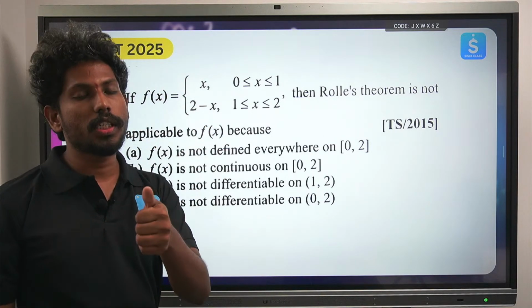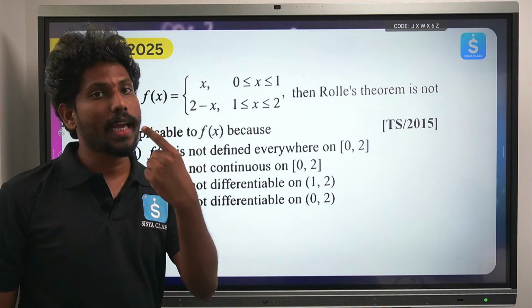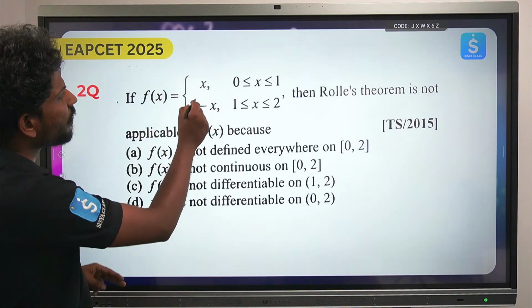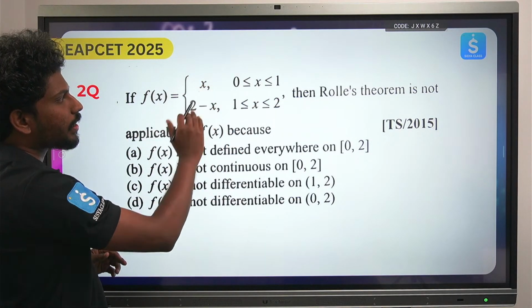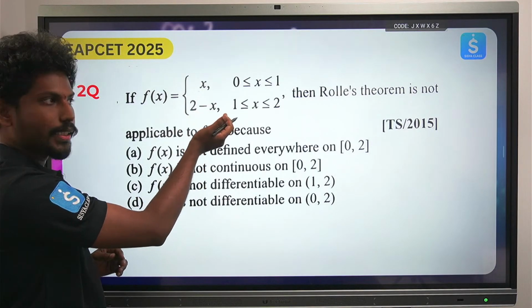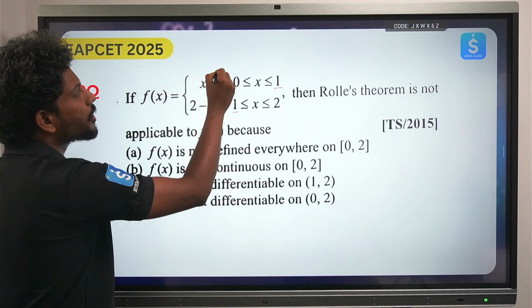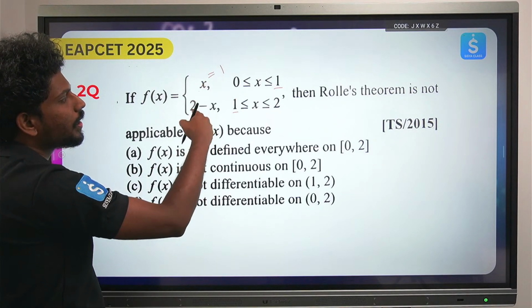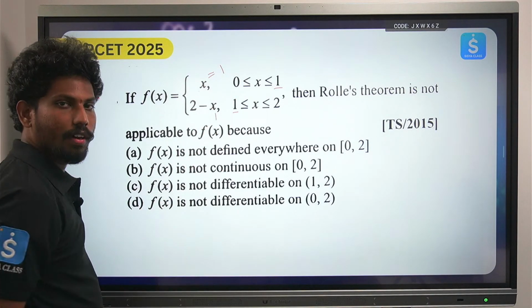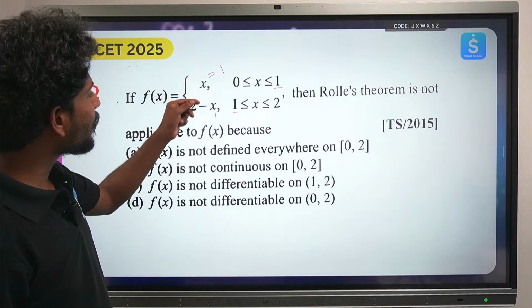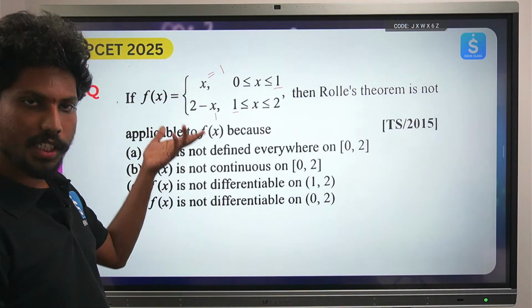What is the first condition Rolle's theorem asks for? The first thing is it has to be continuous. Let's see the function f of x from 0 to 1, obviously it is continuous, and from 1 to 2, 2 minus x is also continuous. Let's see at this breaking point 1. If we substitute x equals 1, what do we get? 2 minus 1 is 1. So the function is very much continuous.